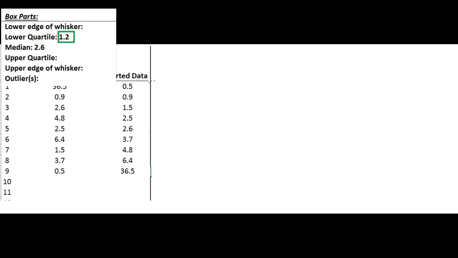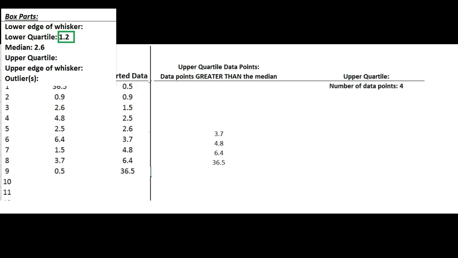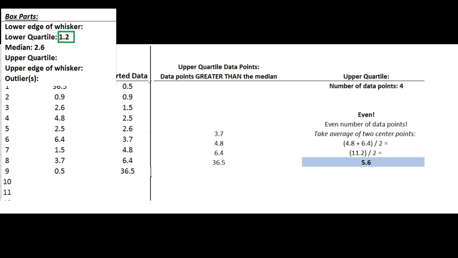Now, let's look at the upper quartile, doing the same thing with the high numbers. So here are all the data points greater than the median, all the data points greater than 2.6. So we have 3.7, 4.8, 6.4, and 36.5. Now, 4 points, which means we have an even number of data points. It's even. So we take the average of the middle two. So 4.8 plus 6.4 is 11.2. Divide that by 2, and we end up with 5.6. And that's what we call our upper quartile, 5.6.